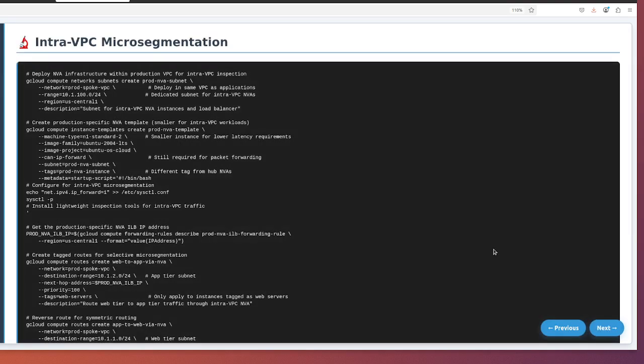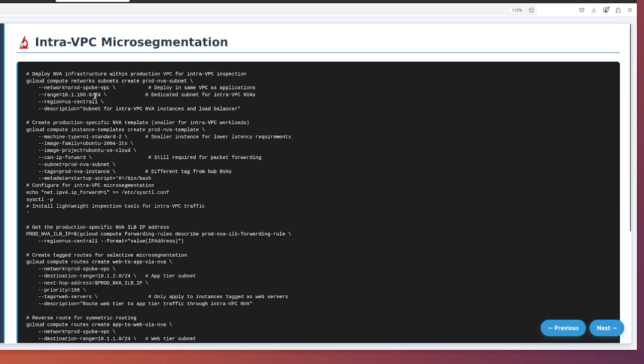Intra-VPC microsegmentation deep dive. Intra-VPC microsegmentation is more complex than spoke-to-spoke inspection because GCP's default behavior allows direct communication between subnets within the same VPC. We need to override this default behavior using tagged routes and dedicated NVA infrastructure.